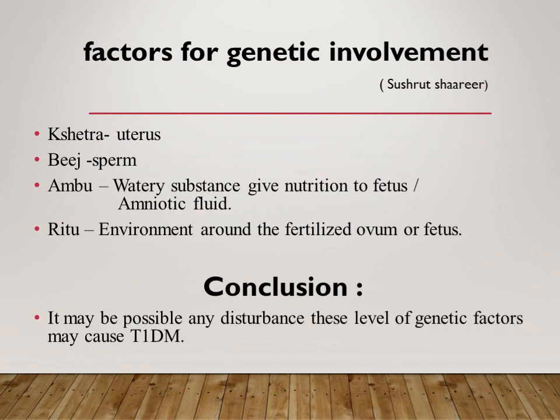Factors for genetic involvement. As per Sushrut, the factors responsible for genetic transmission are Kshetra, that is the uterus; Bij, the sperm; Ambu, the watery substance giving nutrition to the fetus, or the amniotic fluid; and Ritu, the environment around the fertilized ovum or the fetus. Now the conclusion: any disturbance at these levels of genetic factors may possibly cause type 1 diabetes mellitus or Madhumeha in children.